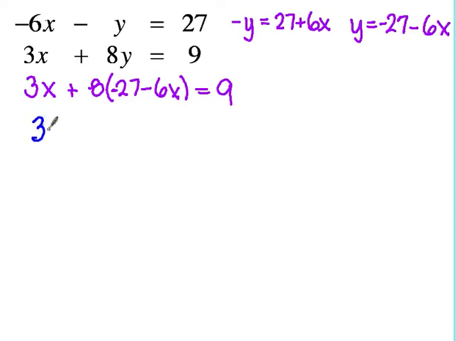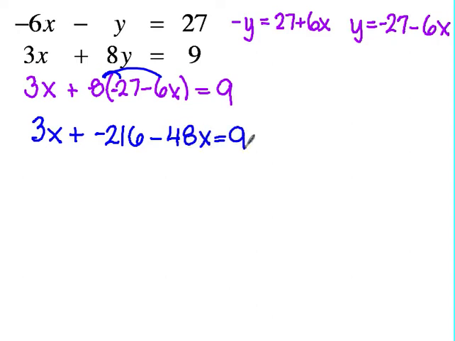So you get 3x plus, what's 8 times negative 27? Negative 216. Okay, what's 8 times negative 6? Negative 48x. Let's add like terms together. Negative 45x minus 216 equals 9.